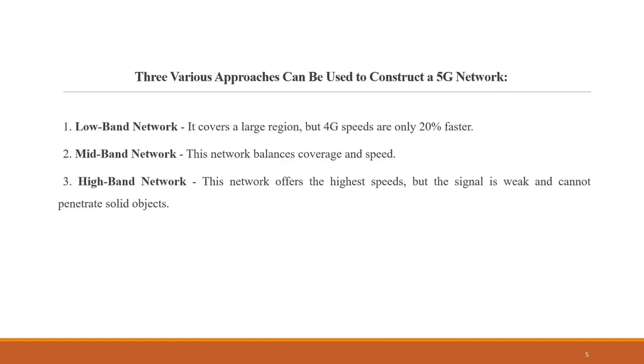We will also tackle the three various approaches that can be used to construct a 5G network. The first one is the low-band network. It covers a large region, but in this case the speed is only 20% faster than 4G. The mid-band network balances the coverage and the speed. And the third one, the last one, is the high-band network. This network offers the highest speed, but the signal is weak and cannot penetrate solid objects. So in this case, the mid-band network is the one which balances both of them.